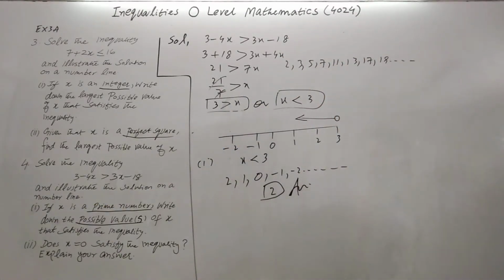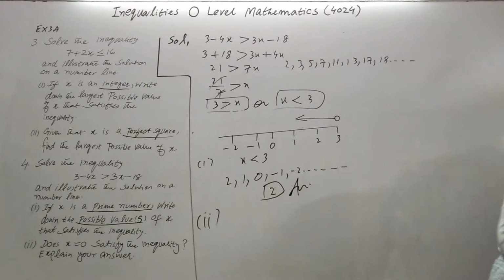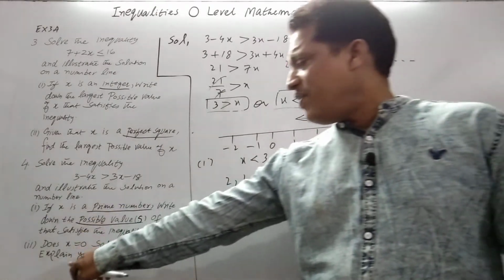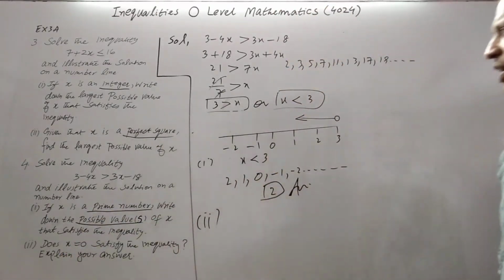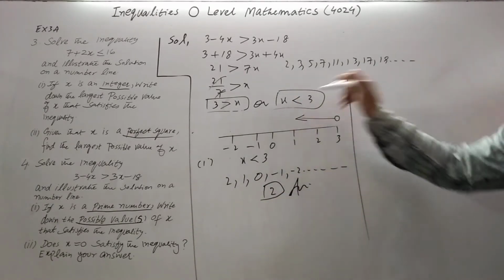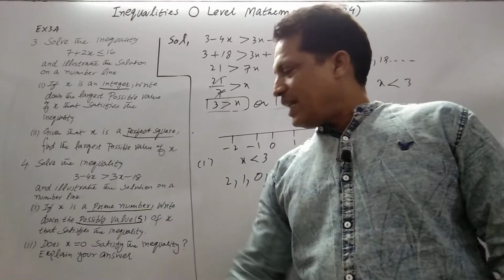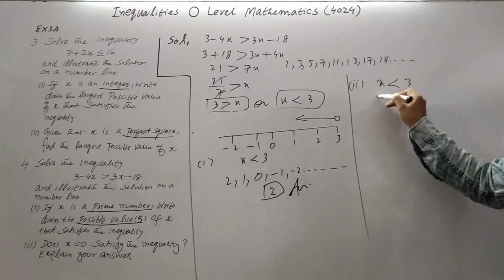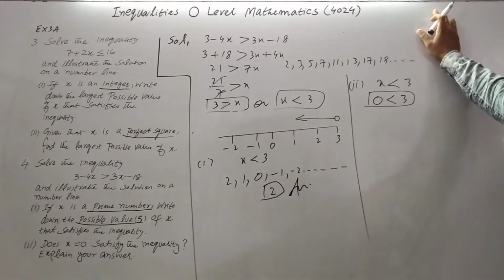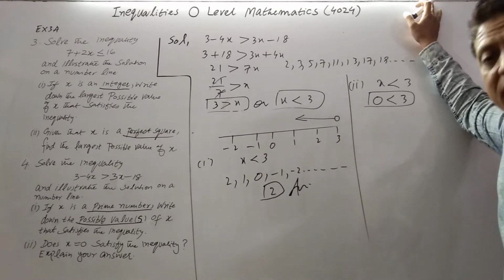I hope you understand. Okay, come to part 2. What is part 2? Does x equals 0 satisfy the inequality? Explain your answer. It's very easy. See over here, this part 2. Our answer is x is less than 3. So given that in this question x equals 0, if we put 0 over here, the mathematical sentence is 0 less than 3. So if I ask you, is 0 less than 3? Yes, 100%.